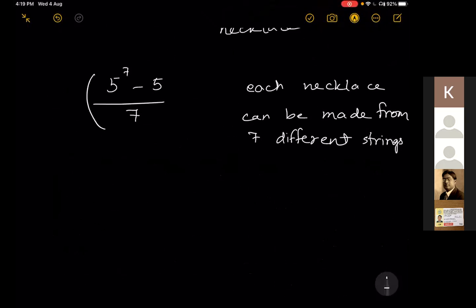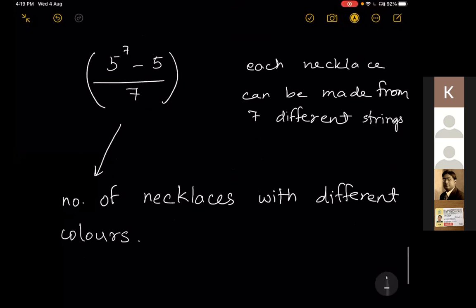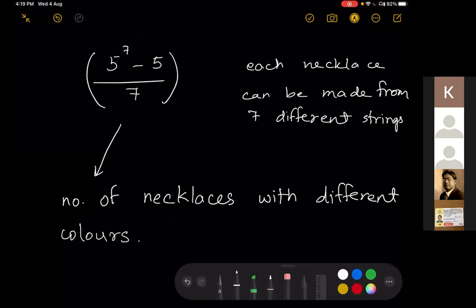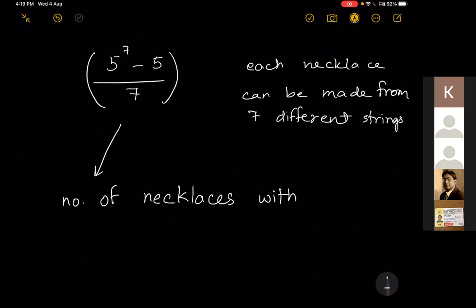Okay. So what is this quantity? This is the number of necklaces with different colors. Right? Not different, let me say more than one color. More than one color.